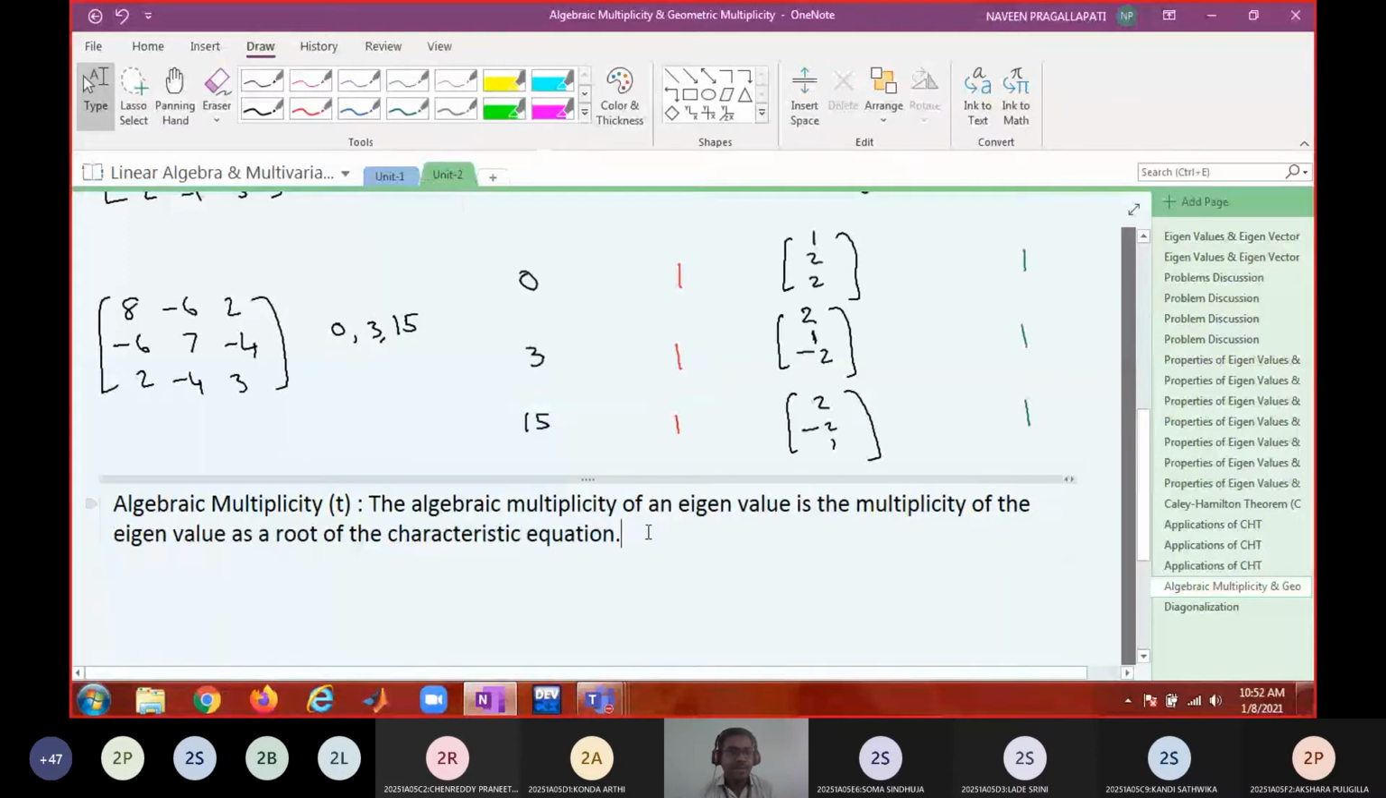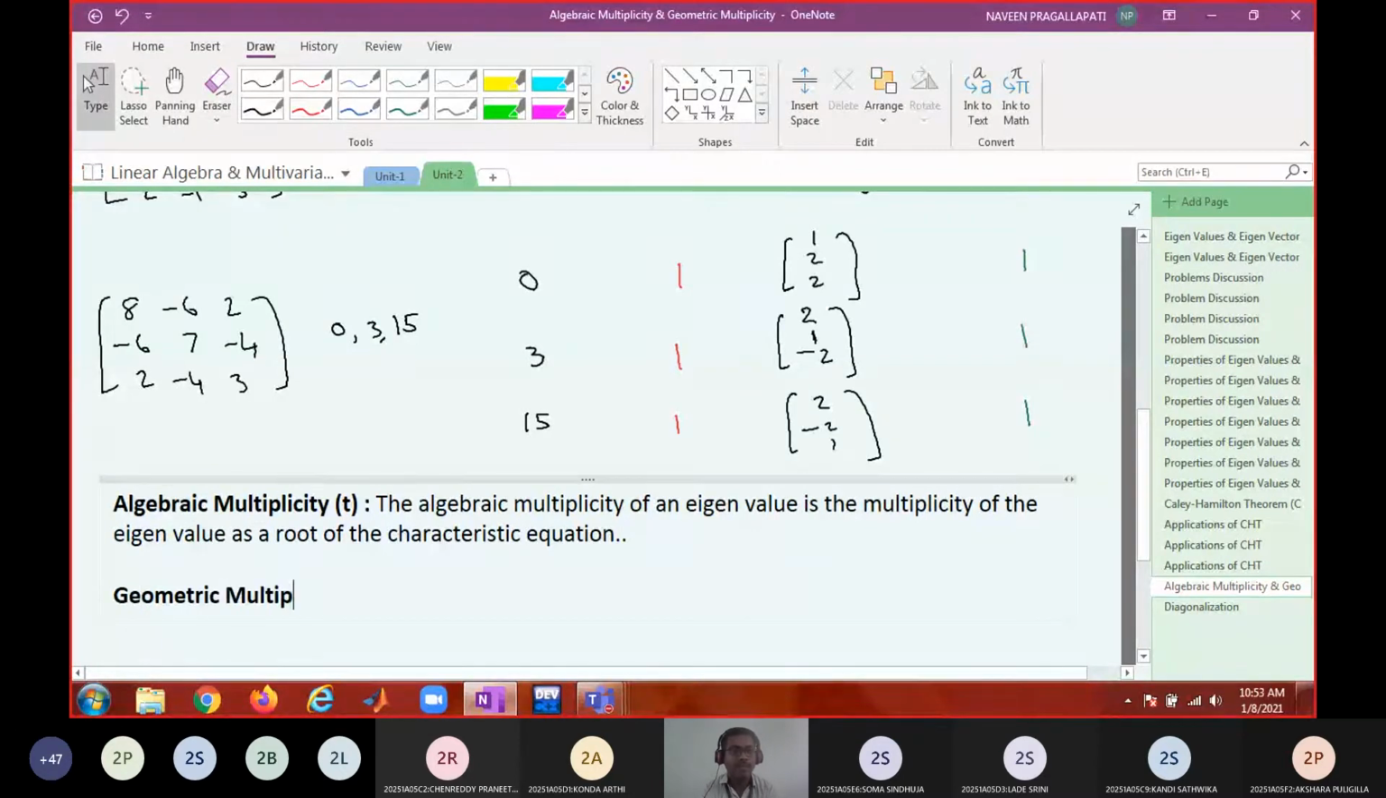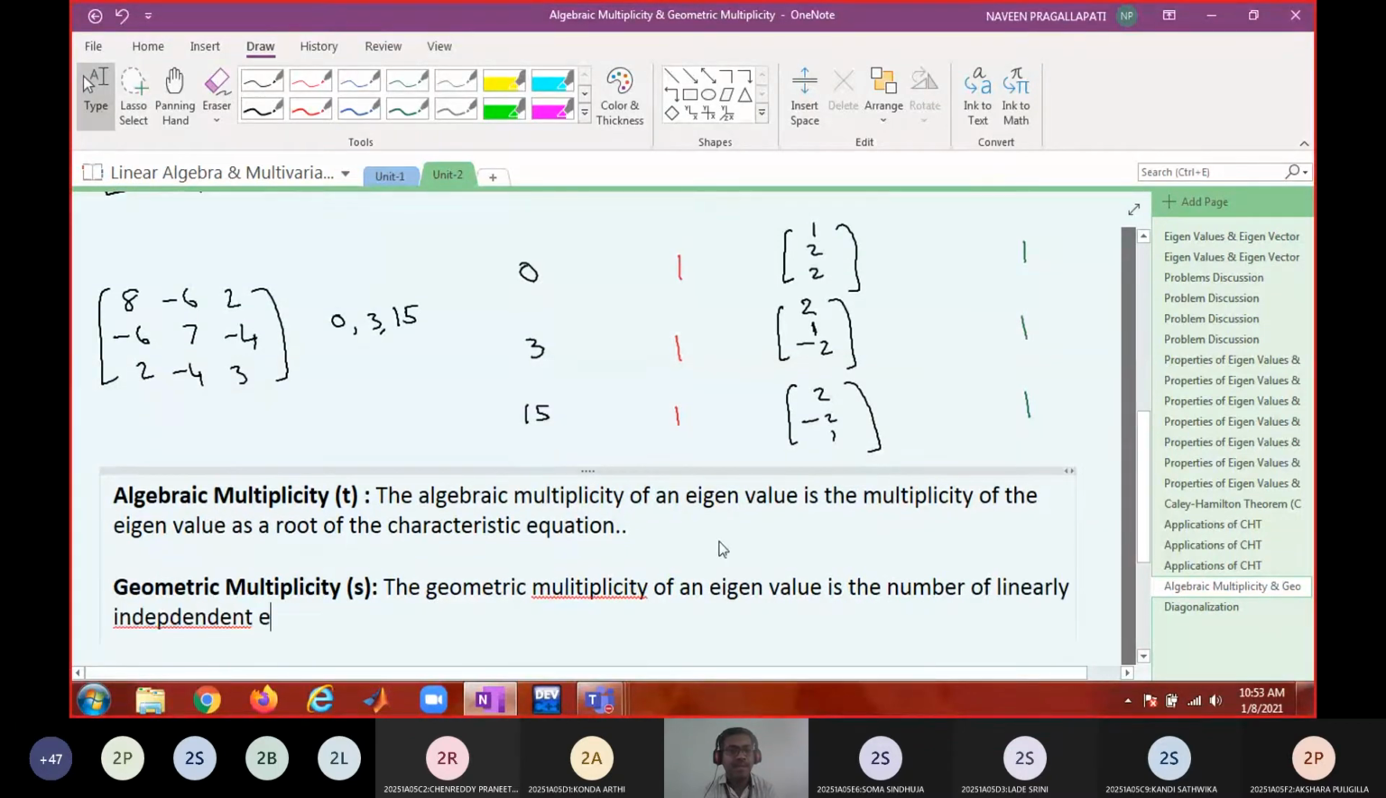And what is the geometric multiplicity? Geometric multiplicity of an eigenvalue is the number of linearly independent eigenvectors corresponding to that eigenvalue.